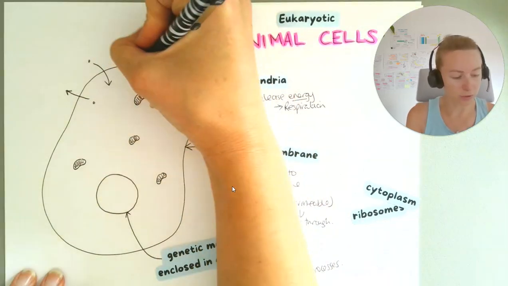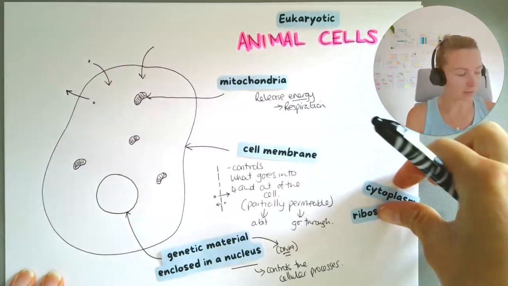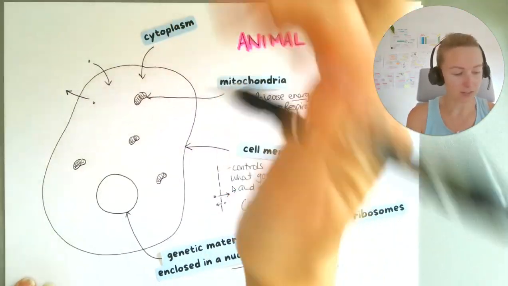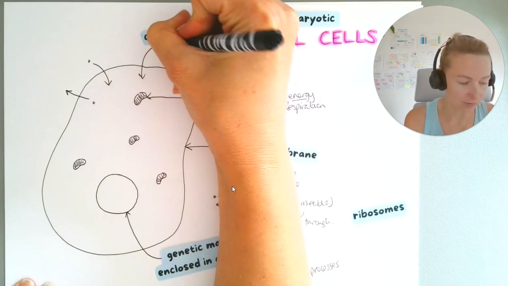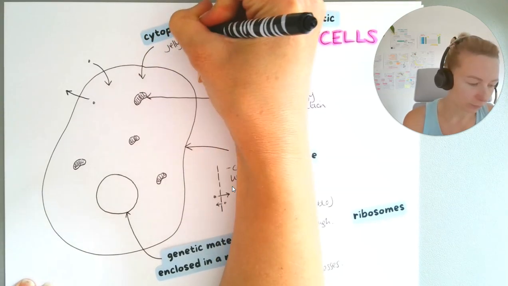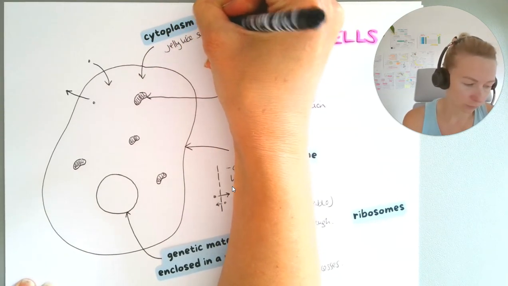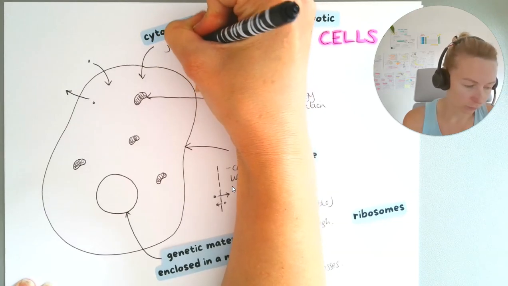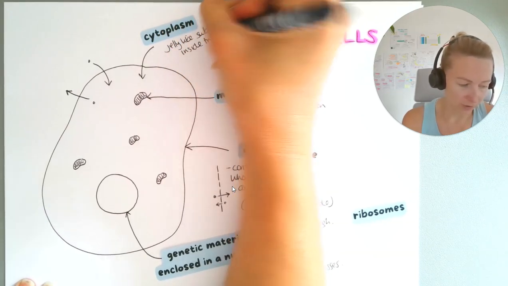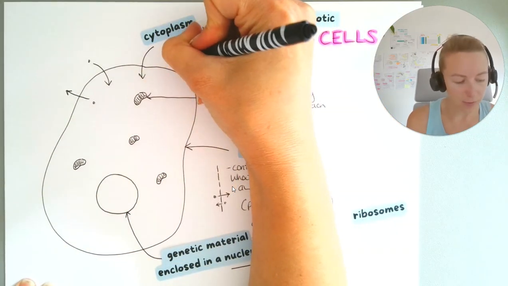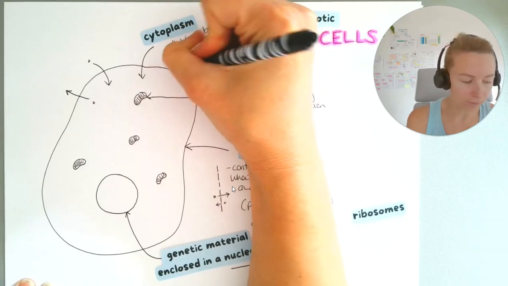Okay, so we also have this cytoplasm. This is the kind of jelly-like substance inside the cell, and lots of different chemical reactions will happen here.